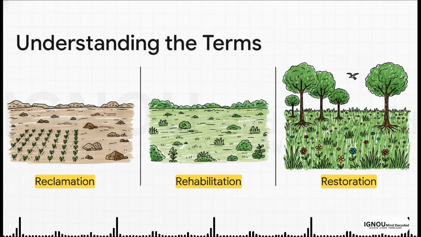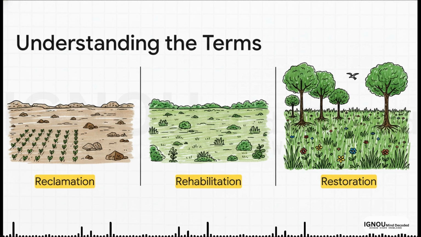Now, you're going to hear 3 words that sound kind of similar, and they can be a bit confusing. Reclamation, rehabilitation, and restoration. Just think of them as different levels on a ladder of healing. At the very bottom, you have reclamation. This is super basic. It's just about making the land usable again, maybe for farming. One step up the ladder is rehabilitation. Here, we're trying to get some of the ecosystem's original jobs or functions working again.